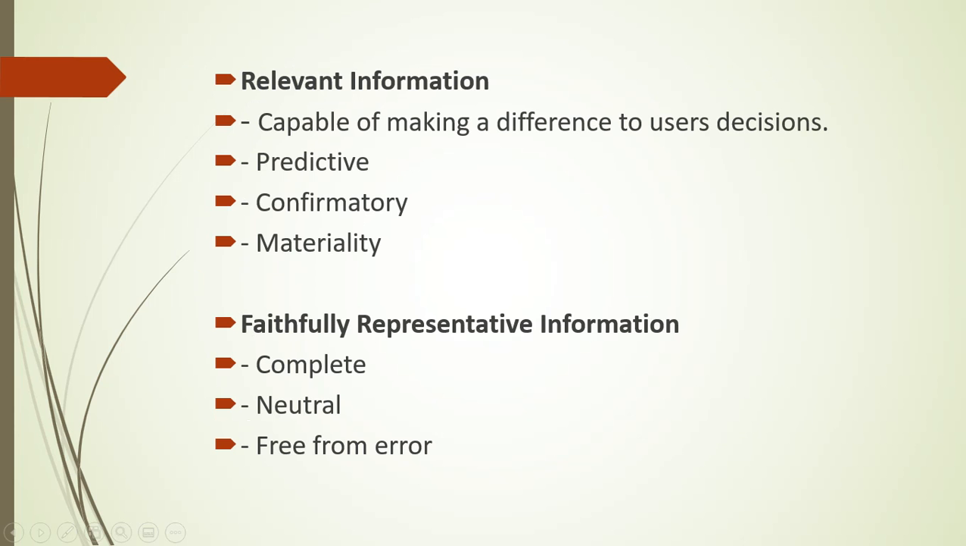So relevant information is information that is capable of making a difference to users' decisions. That is the people that we talked about, those three groups, investors, lenders, and other creditors, in the previous slide. Okay, so what does this mean? This means that it either predicts future financial outcomes for the entity, or feedback is provided that changes or confirms previous information.